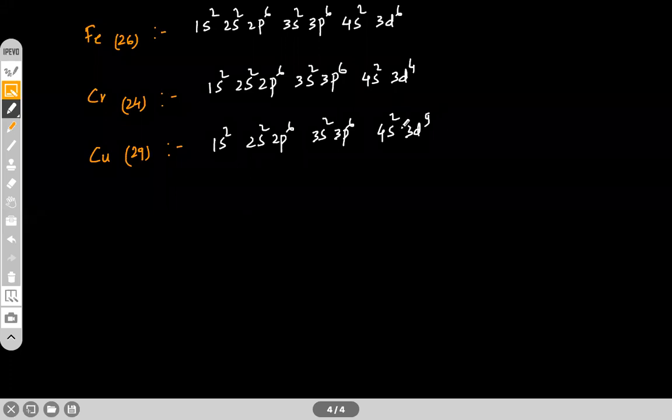Okay, so this is the electronic configuration, if you write, correct? So some of you or most of you have written this as the electronic configuration, right? So no, we'll write 4s always first because 4s has lesser energy than 3d. Okay.